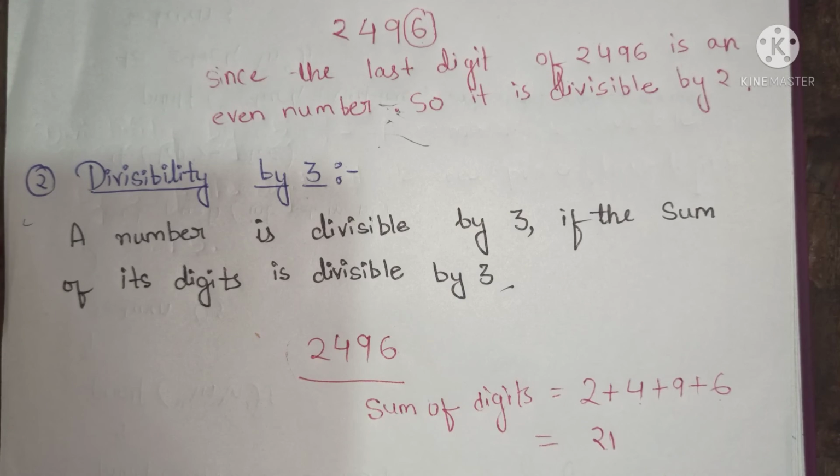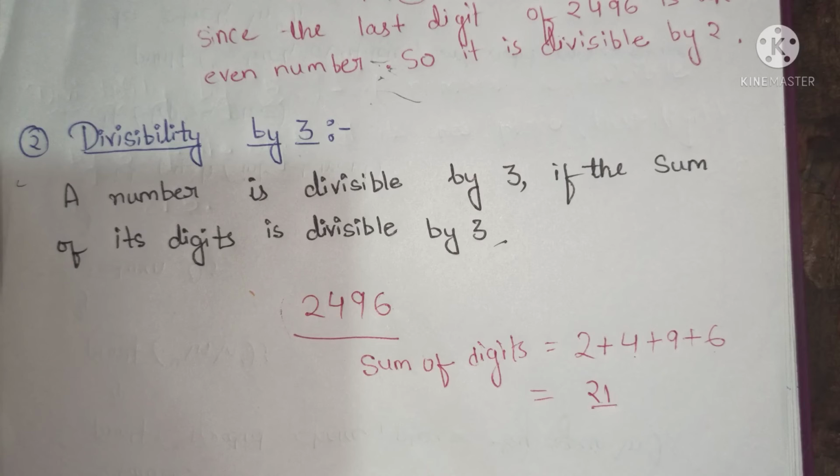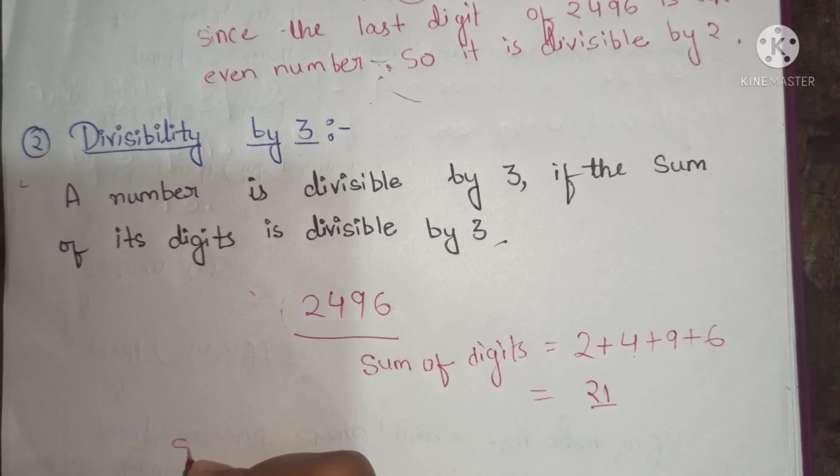Now is the sum, the answer of the sum, divisible by 3? Yes, 21 is divisible by 3. 3 sevens are 21, right? So what will we write?